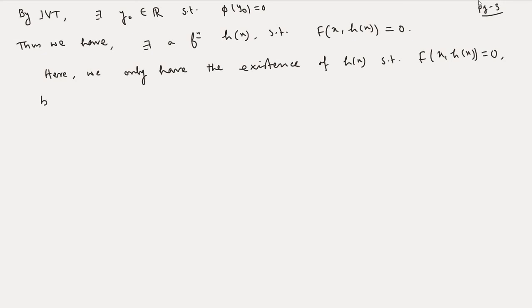But no explicit formula of h of x. So we don't have any explicit expression for h of x. So in the first example we have an explicit formula, y equal to plus minus square root of 1 minus x square, but here we don't have the expression for h of x.